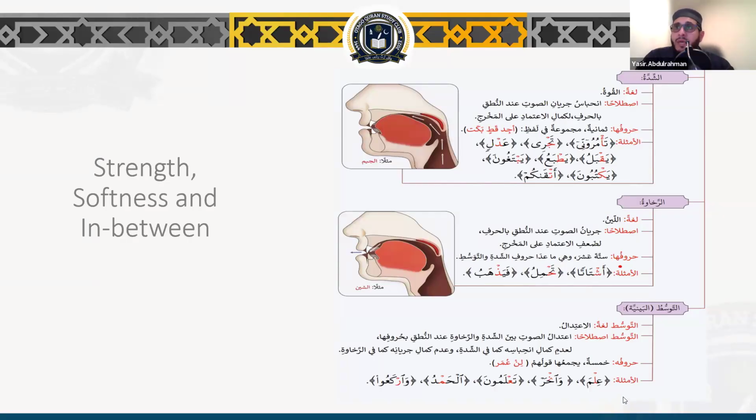So that's the reason why we are putting the lam and the ra in the in-between category, because the tongue is sitting in the way. Then we have the noon and the meme. The reason why we put them in the in-between is because they have two parts, one mouth part and the other one is nasal part. So the mouth part is blocking, but the nasal part is still running, right? So that's why these two.